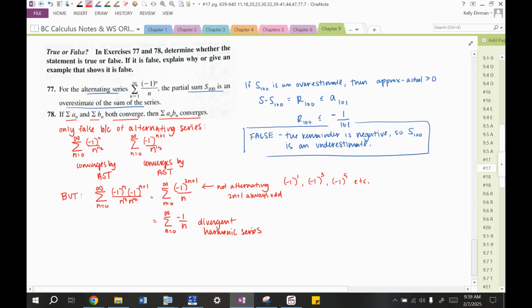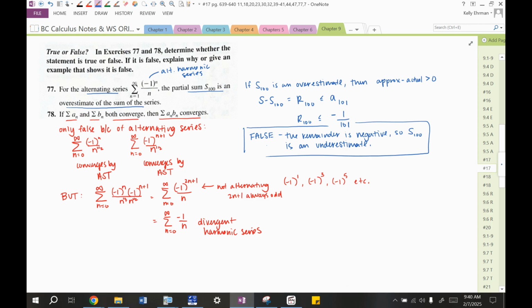All right, and then our true or false section. So I left my answers up here. Sometimes these are hard to parse out what they're saying. So let's look at this. For the alternating series, the sum from 1 to infinity of -1 to the n over n, I just want to make note, the alternating harmonic series converges. The partial sum, S100, is an overestimate of the sum of the series.